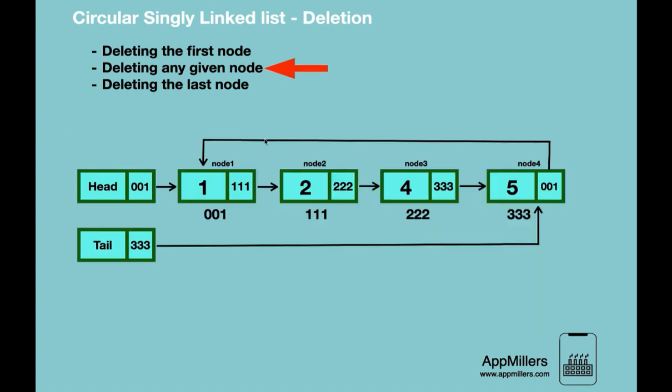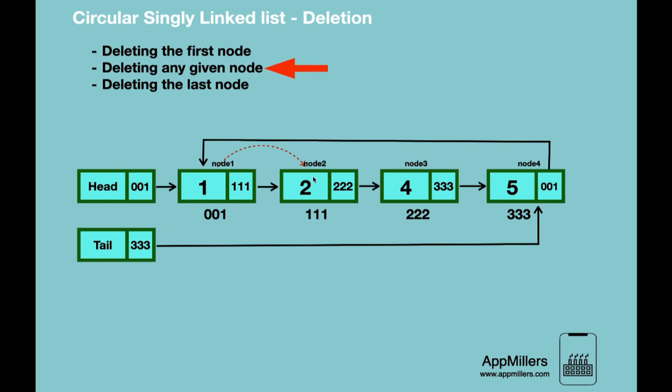So let's continue to the next case over here, which is deleting any given node from the circular single linked list. Deleting of any given node from circular single linked list is similar to the single linked list. So here, for example, if we want to delete node 3 over here, all we have to do, we have to traverse from first node and come to the second node and stop here. We have to stop here, which is the node before the node that we want to delete.